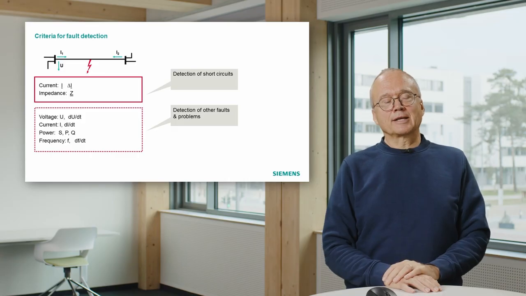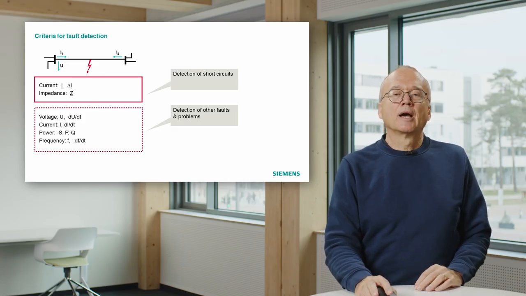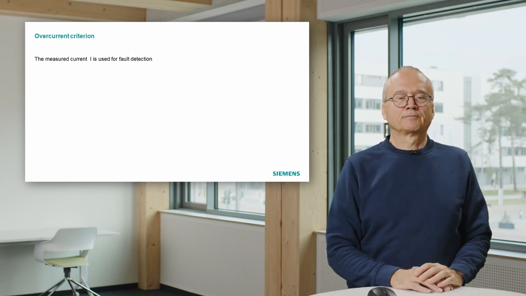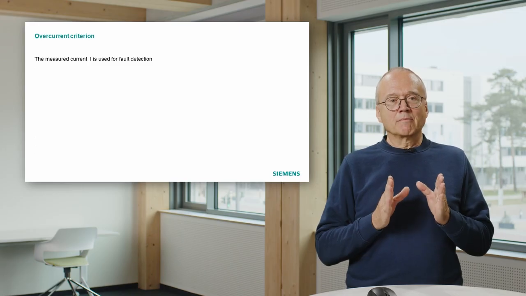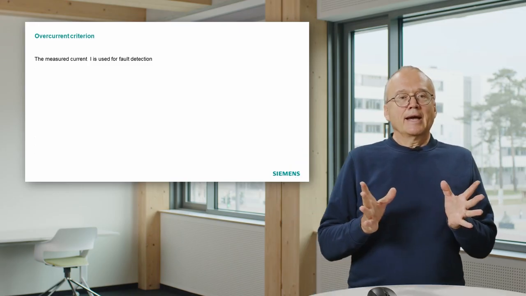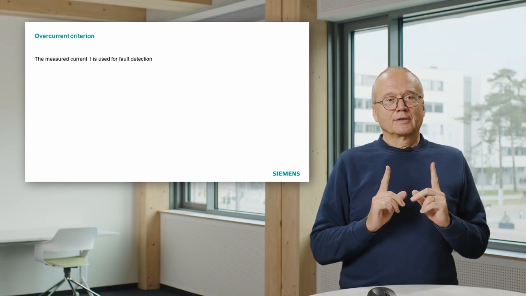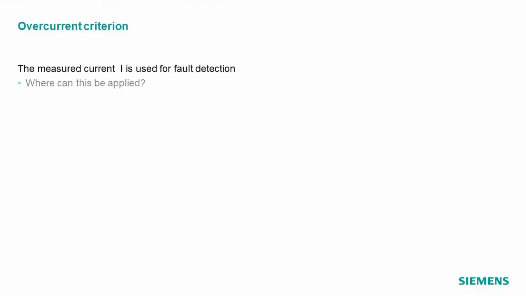We will now in the next slides focus on the detection of short circuits, and we will start with overcurrent protection. That means our device only measures the current, and the job of the device is now to detect: is there a fault, a short circuit on the line or not? How can this be done?